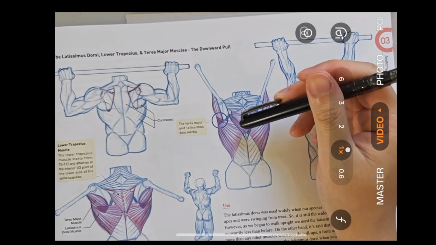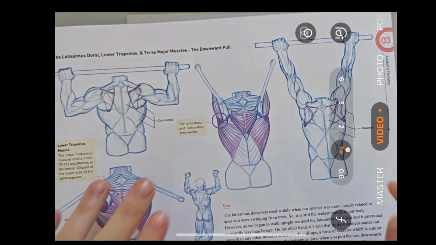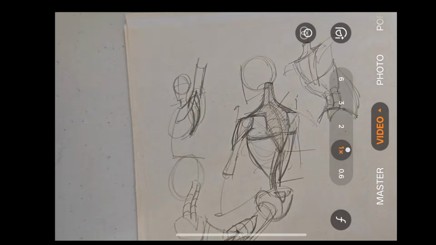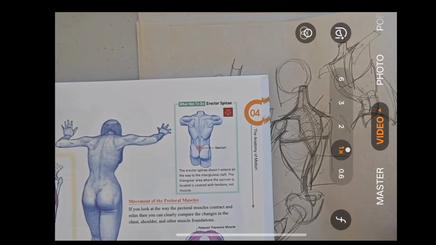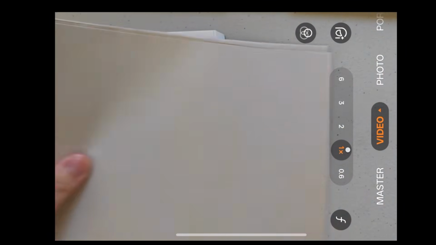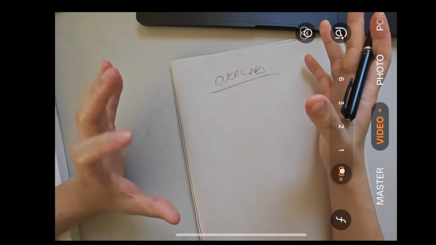But as we're seeing, a big key concept to understand with backs is overlaps. The back muscles overlap a lot. You don't want to be drawing muscles separately.